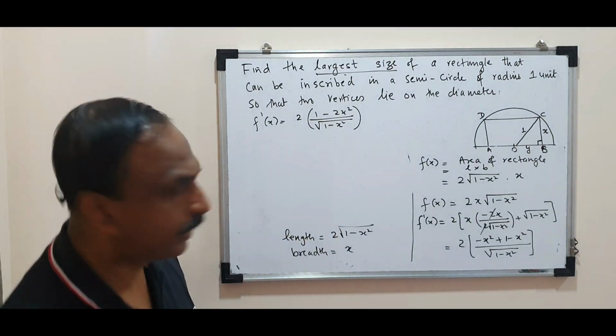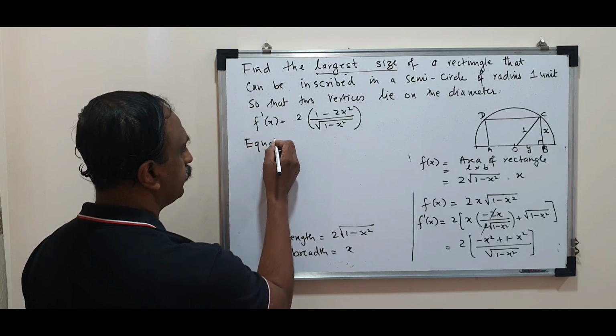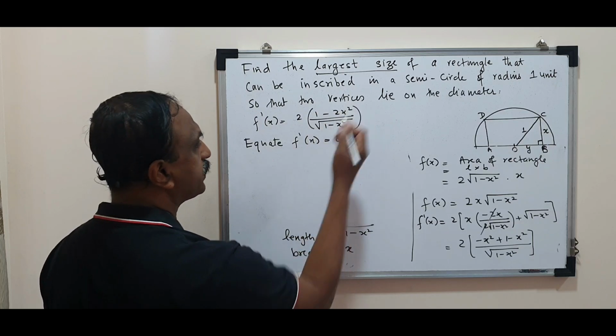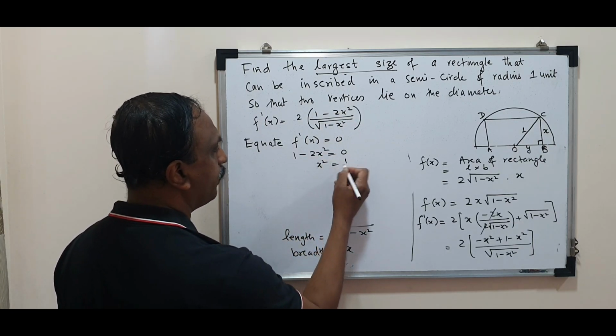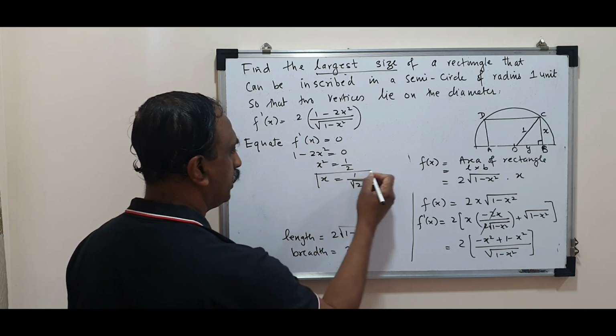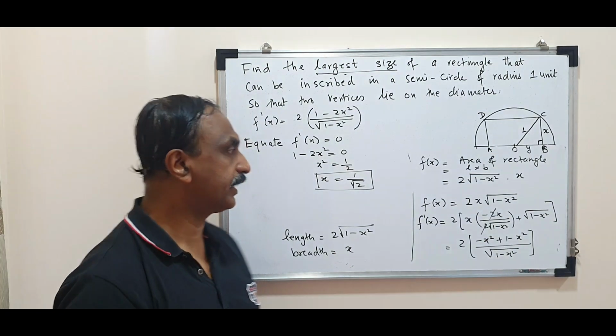So I am equating f dash x to 0. So naturally the numerator is equated to 0. So 1 minus 2x square is 0. So x square is 1 by 2. So x became 1 by root 2. There's plus or minus, but we don't have to take minus because length of the side cannot be negative.